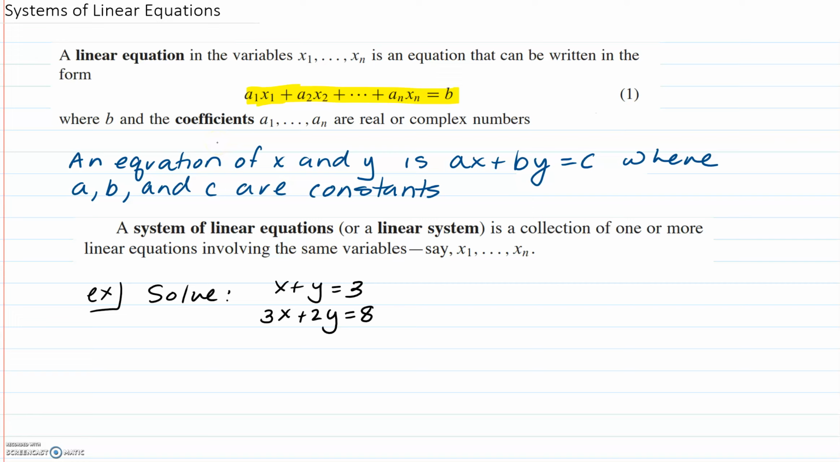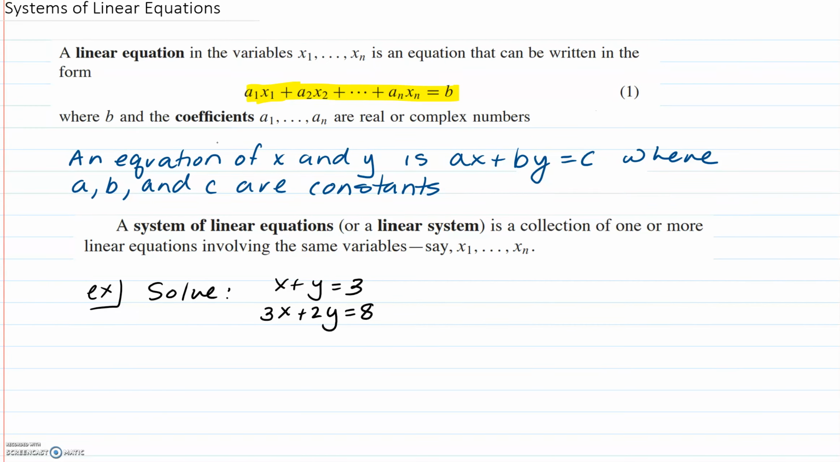Let's solve the system x plus y equals 3, and then 3x plus 2y equals 8. If you remember from our algebra days, there are several methods for solving, but what I'm going to use here is elimination. To solve by elimination, what we want to do is multiply one equation by a specific number so that when you add them together, one of the variables will get eliminated. So I'm going to take the first equation and multiply by -3 to eliminate the x.